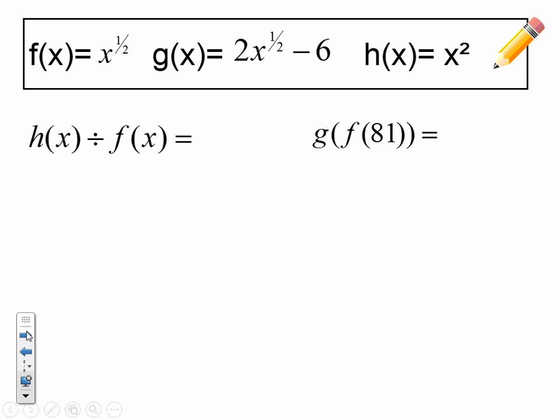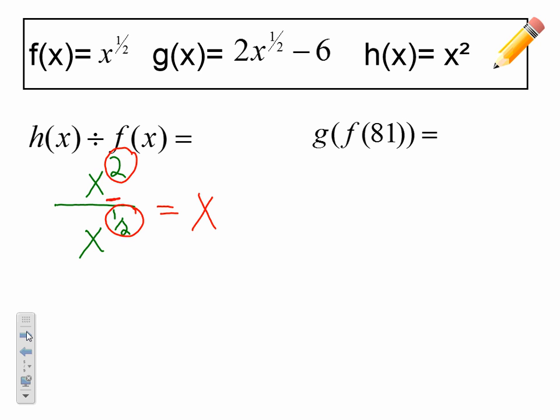Alright, moving on. Example number 5. We have h of x divided by f of x. So we're going to take our h of x, and that's going to go on top. So I have x squared divided by my f of x, which is x to the 1/2. Now we have to remember our exponent rules, you guys. These aren't going away. It's going to be this number minus this number. So when I subtract the 2, I'm going to get x to the 3/2. We're subtracting them, and we have to leave them as a fraction. We can leave our answer just like this.